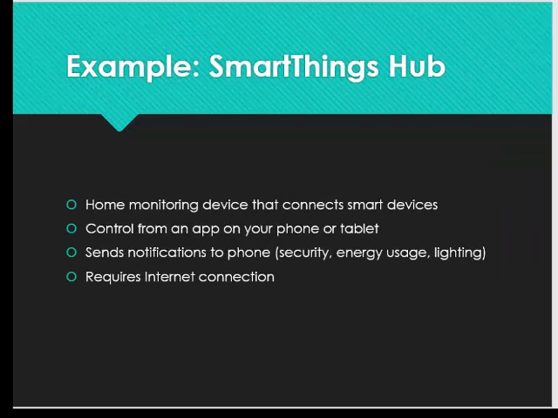Another example is the SmartThings Hub. This is one of the many types of home monitoring devices. It can connect things like smart locks, lights, outlets, and more. It's controlled by an app that you have on your phone or tablet. It can send notifications to your phone, such as how much energy you're using or if your security is breached, and it requires an internet connection.